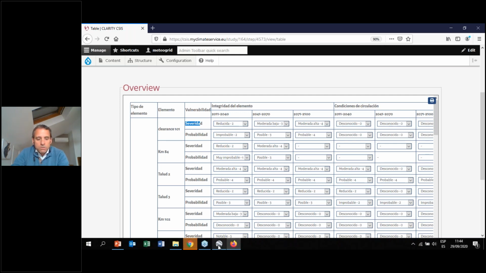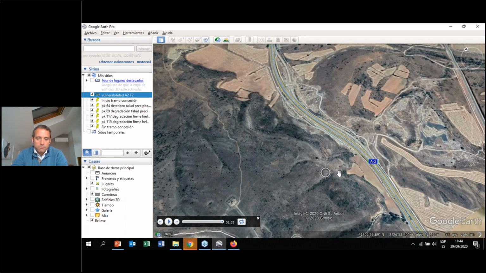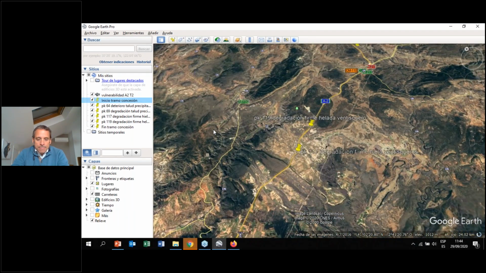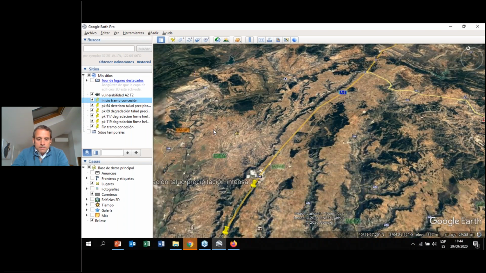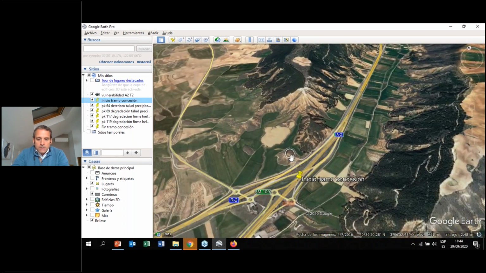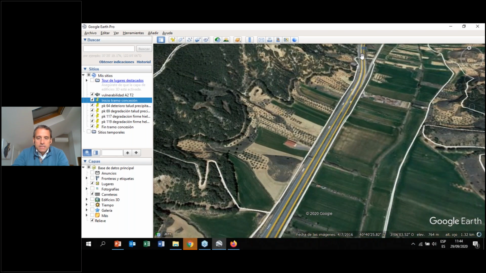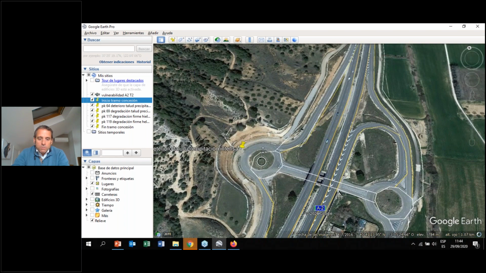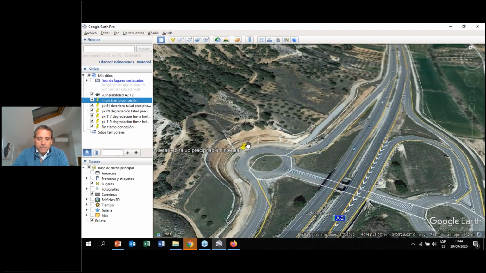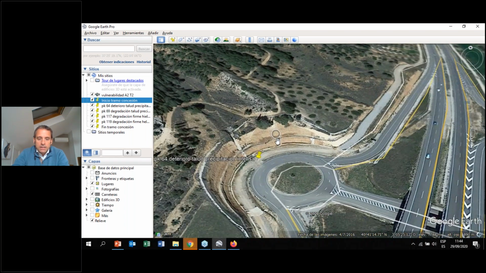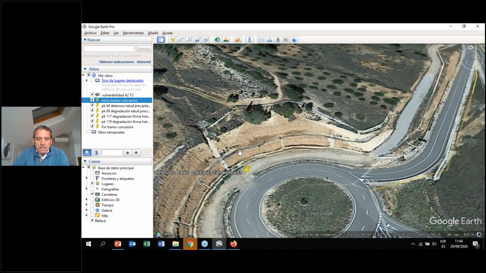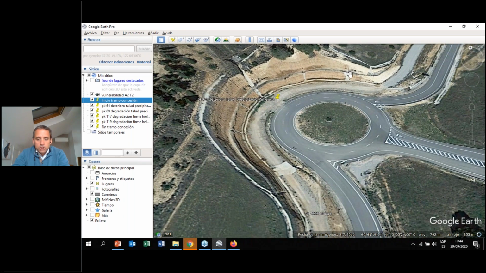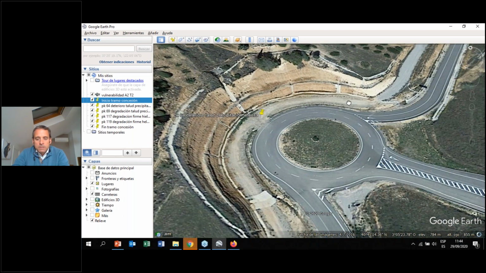I will explain this better with a picture from the road. For example, if we go to the first point of the track, here we have identified several exposure points, like this slope. It's a slope with rather erosive soil, which may have problems.